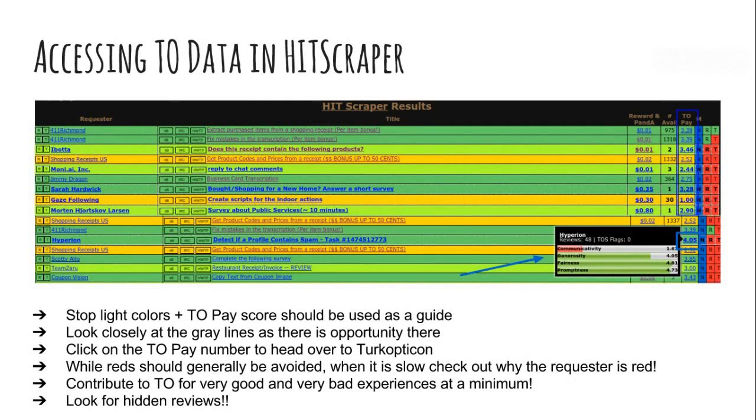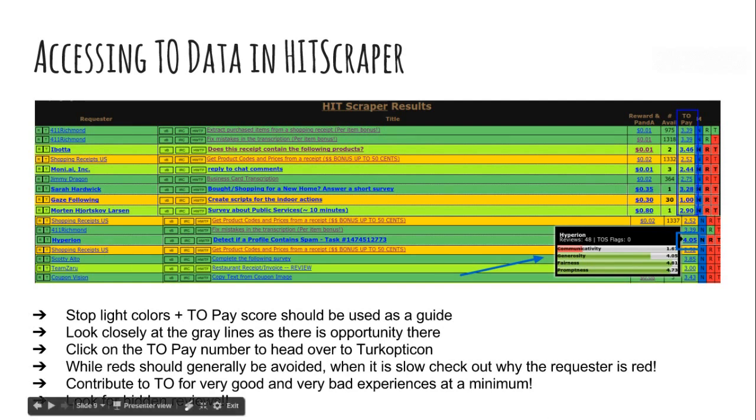So when you pull up HIT Scraper, here's an example of it, and the color codes will help you. And the TO pay score, which is right here, will also help you. Look closely at the gray lines, because gray just means there's not enough data yet. So they might have a 5 on pay, but nothing else is there. You want to look at those because there's some opportunity there, and not everybody is comfortable with the gray ones yet. So look at them. You don't have to do them, but look at them.